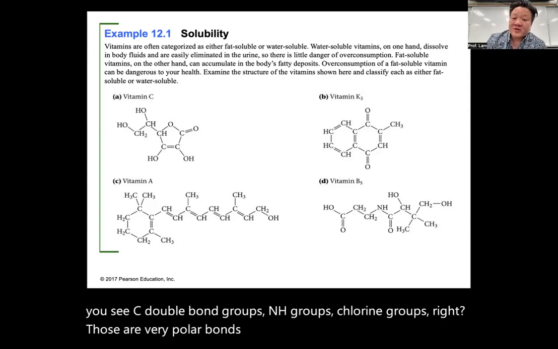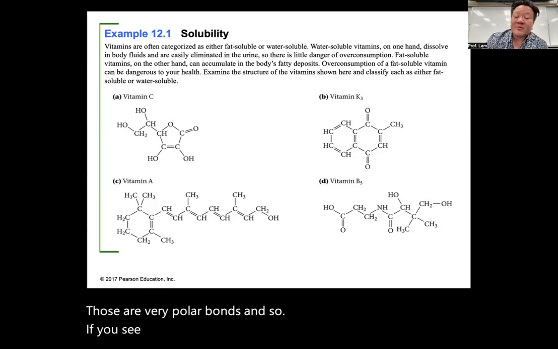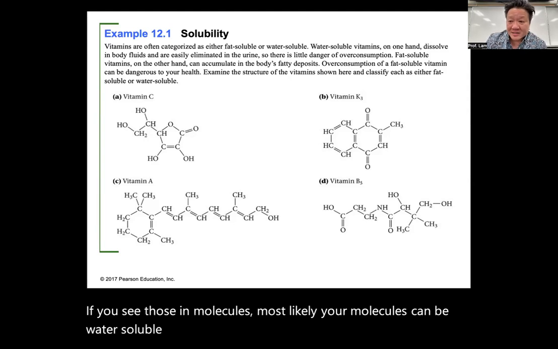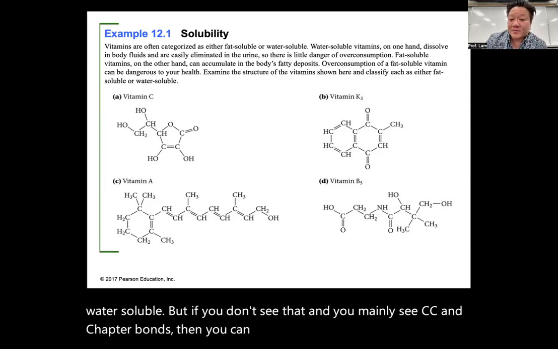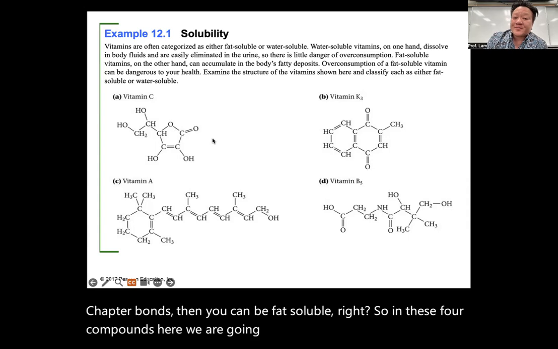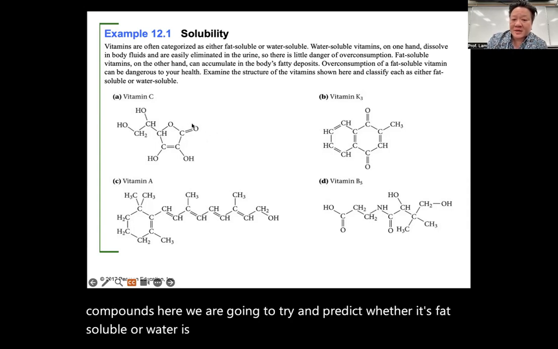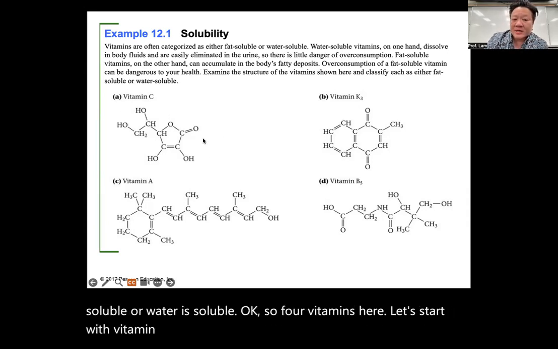And so if you see those in molecules, most likely your molecules can be water soluble. But if you don't see that and you mainly see CC and CH bonds, then you're going to be fat soluble, right? So in these four compounds here, we are going to try and predict whether it's fat soluble or water soluble. Okay, so for vitamins here, let's start with vitamin C. Okay, how are we going to analyze this?